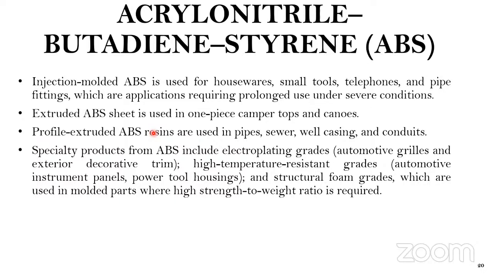And extruded ABS sheet means a kind of sheet which you use in vacuum forming also, and that is used in making tent houses. You extrude it over a cylinder, a roller.